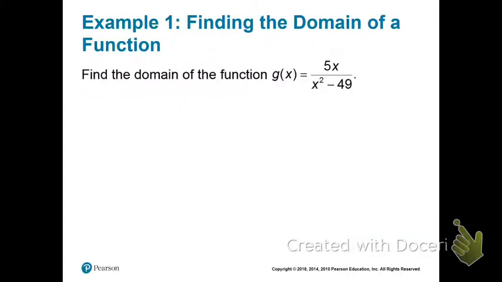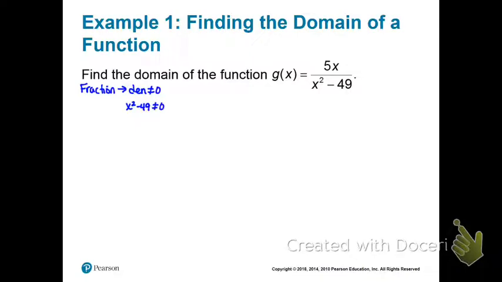Alright, so find the domain of the function g of x equals 5x over x squared minus 49. Well, is it negative infinity to infinity? Well, let's check our restrictions. The first restriction is if it's a fraction. It's a fraction. So it's not going to be negative infinity to infinity. But because there is a fraction, remember we said we're going to set our denominator not equal to 0. So my denominator here is x squared minus 49.